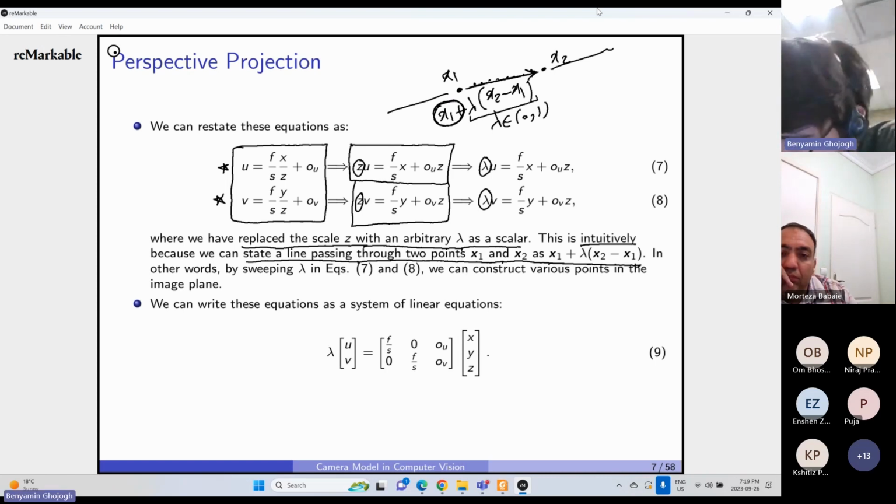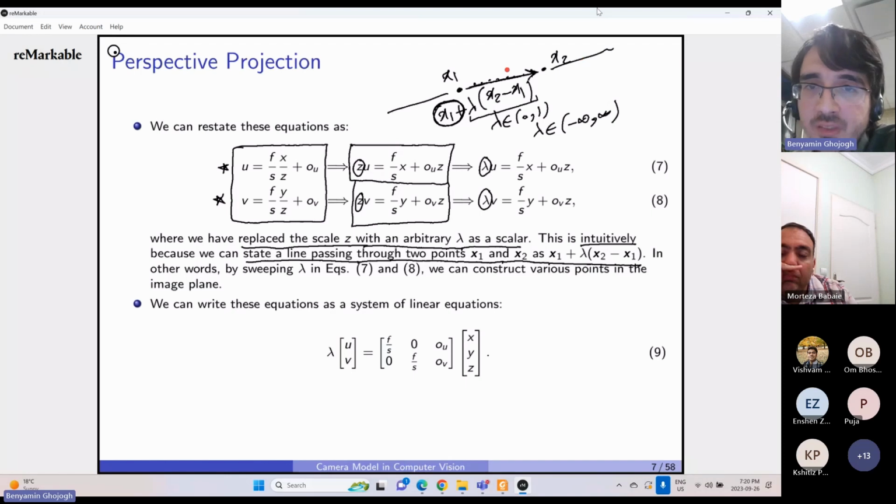Can you give me your suggestion? Increasing or decreasing lambda. Exactly. That's right. Thank you. So if lambda is between minus infinity and infinity, there is no range restriction for lambda, then I can cover the whole line where x1 and x2 are on the line. Okay, so intuitively, that's the reason.